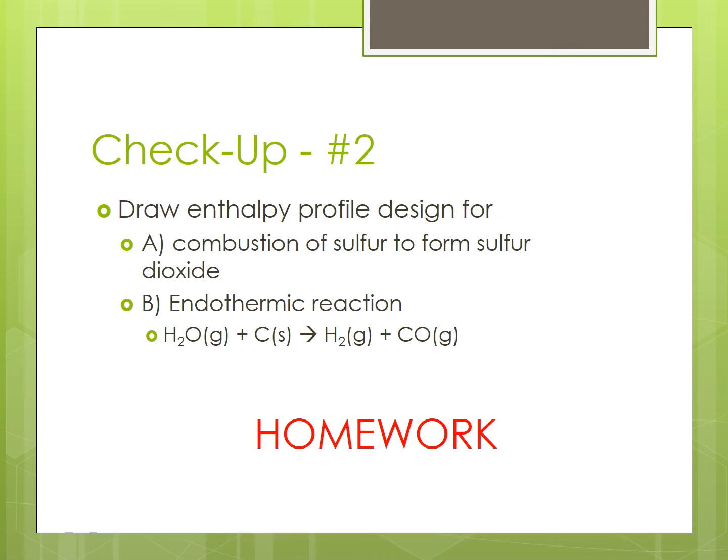Do one example of combustion of sulfur. That's going to be an exothermic reaction. So sulfur plus oxygen makes SO2. And an endothermic reaction, which is mixing of carbon and water, and you get hydrogen gas and carbon monoxide. You don't have to provide values, you just have to show a relative change between the reactants and products, remembering that the reactants have to be higher for exothermic reactions, and in endothermic they are lower than the products. The reactants are lower than the products in endothermic reactions.